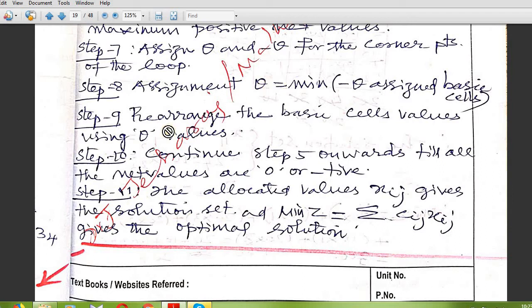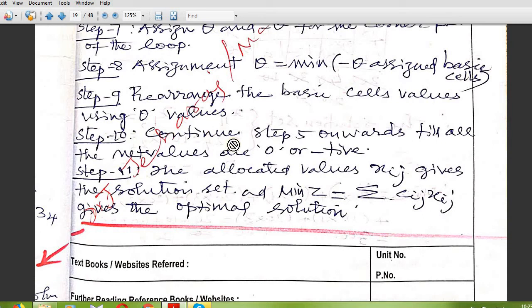Now we have to rearrange the basic cell values using the theta value. Because theta will take some value, if you substitute it in the theta and minus theta cells, the assigned values will change, and we have to note that. And next, what is the step? We have to continue from step 5 onwards until all the net values are 0 or negative.